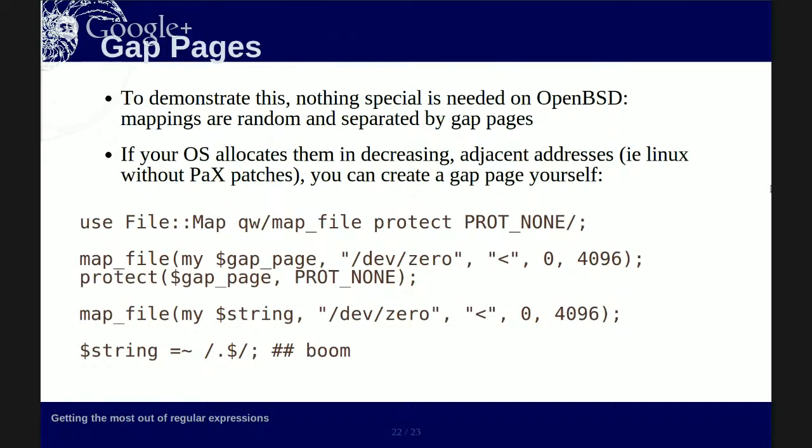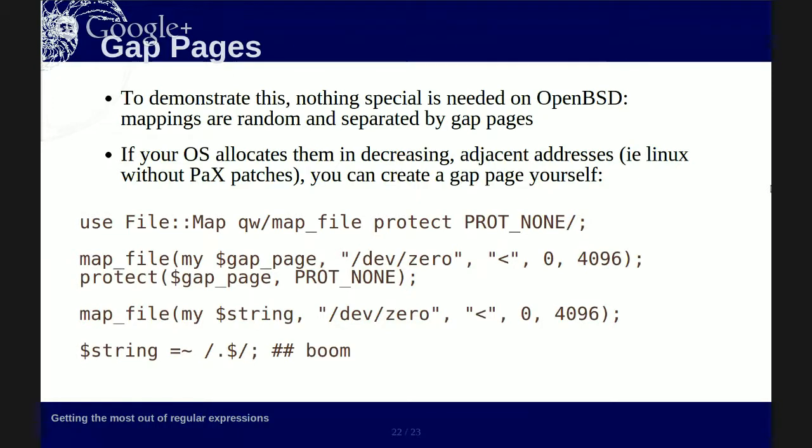So on OpenBSD, you don't have to do anything special to reproduce that. You just map a 4K file and then run a particular regex against it. But on Linux, it allocates a page for your mmap, and when you do another mmap allocation, it'll place it immediately below it too, right? So it's actually not trivially reproducible on Linux, but one thing you can do is make these gap pages yourself.